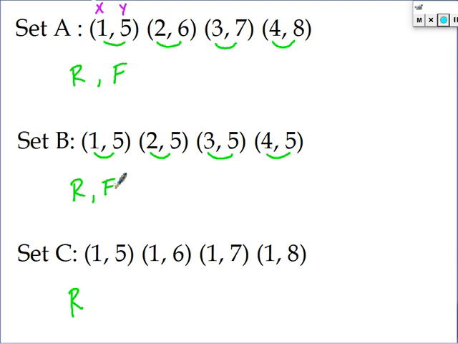Set C is the one that is not a function. If I look, all of these x values are the same. So 1 is getting assigned 4 different y values. It's being assigned 5 and 6 and 7 and 8, and we can't have that. So that's why this one is not a function.